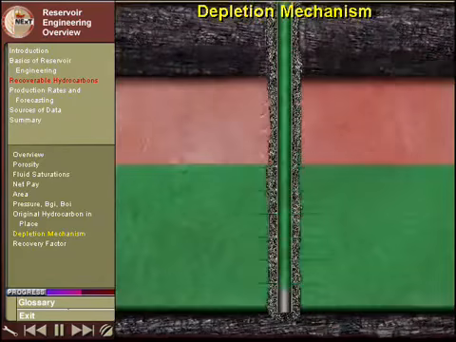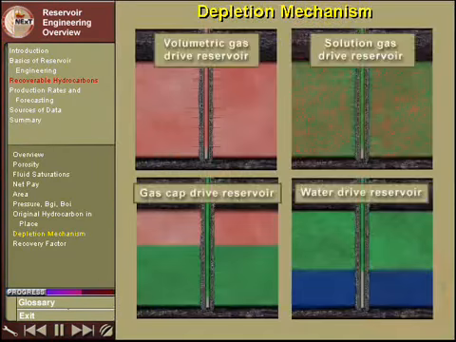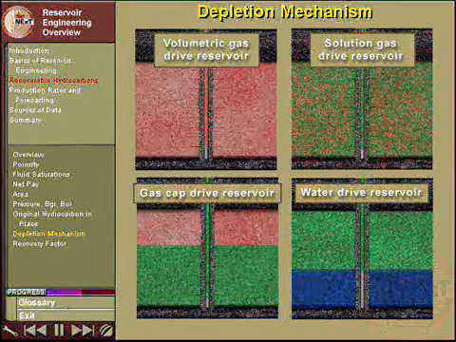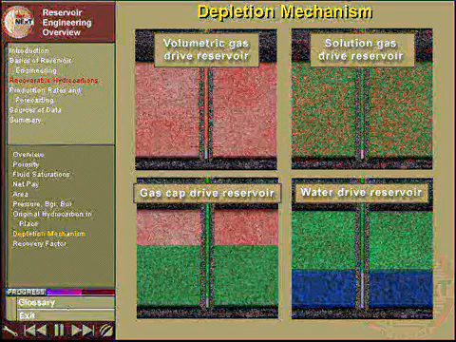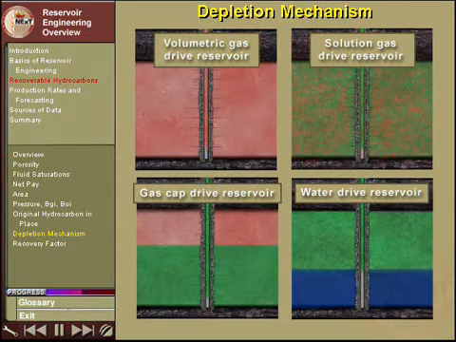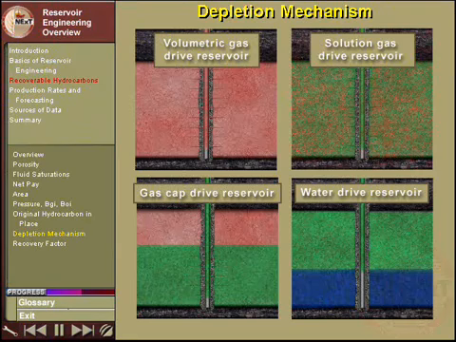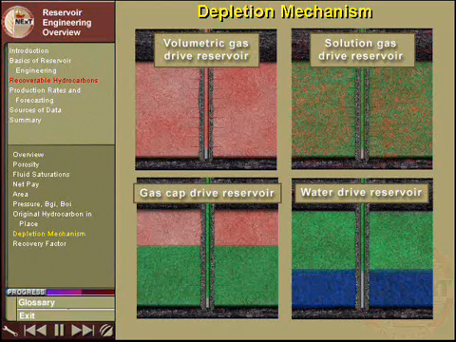There are 5 basic reservoir primary drive mechanisms for oil reservoirs: solution gas drive, gas cap drive, water drive, combination drive, and gravity drainage drive. And 2 for gas reservoirs: volumetric reservoir, or gas expansion drive, and water drive.